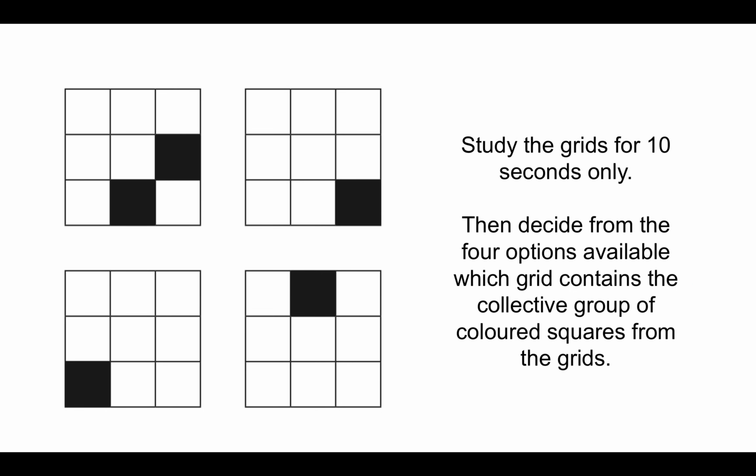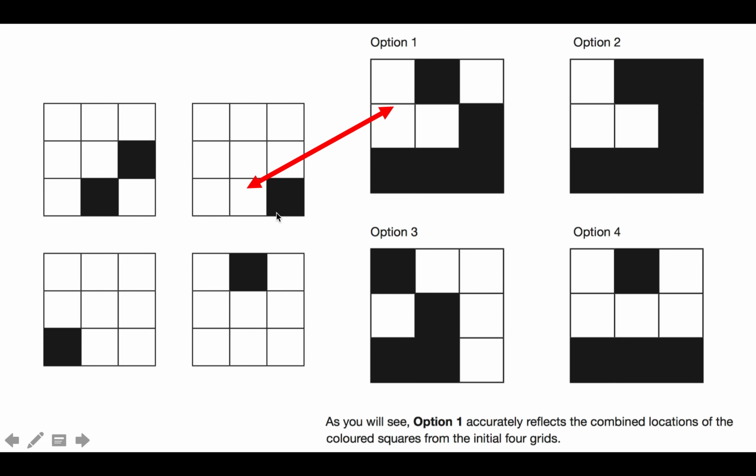This is a different kind of memory test. Now, what I want you to do is to study these grids for 10 seconds only, and then decide from the 4 options that I'm going to give you which grid contains the collective group of coloured squares from the grids. So you'd be looking to put all of these together in just one grid. You'd have that coloured square there, you'd put these two there, you'd put this one up there and that one there, and then you'd decide which shape it was.